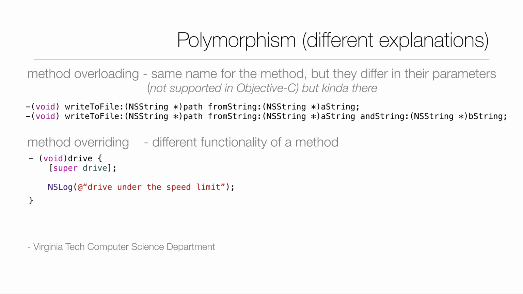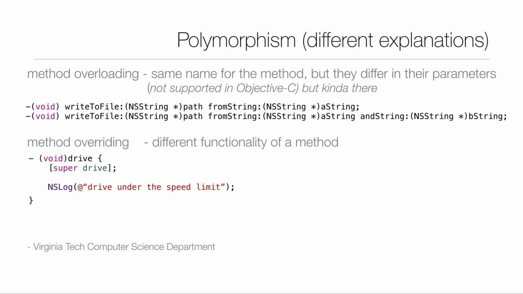So anyways, the way they described it was, the first way was with method overloading. So you have the same name for the method, but they differ in their parameters. Remember, parameters are what you pass into a function. So when you call that function, you can pass in different objects, and then that object is used in that function.